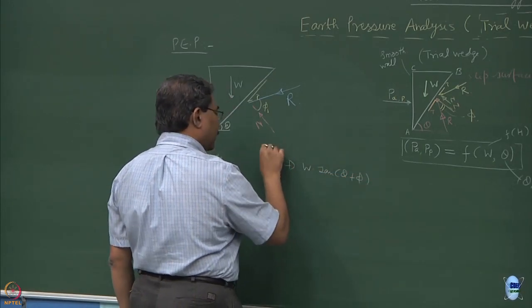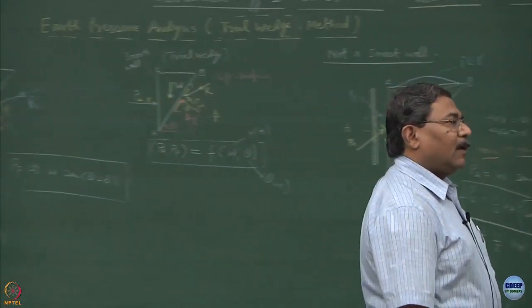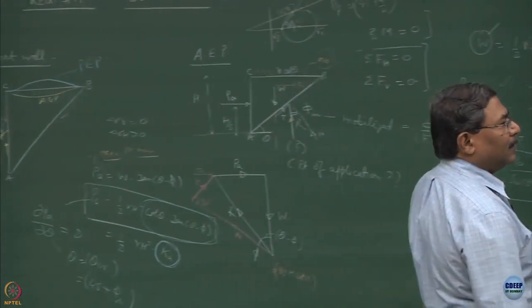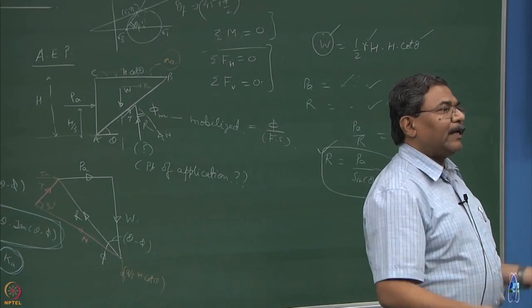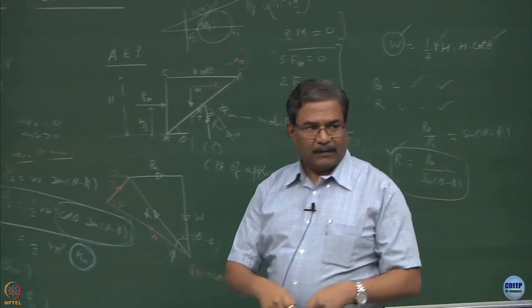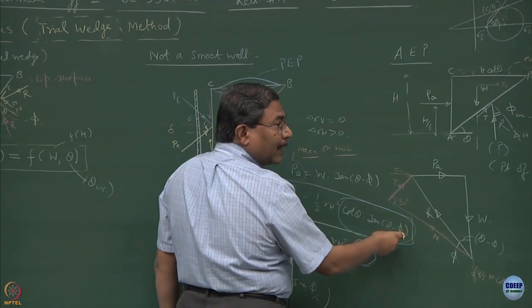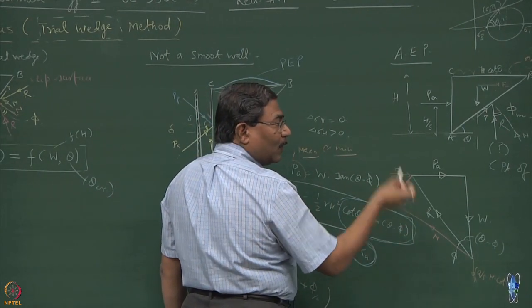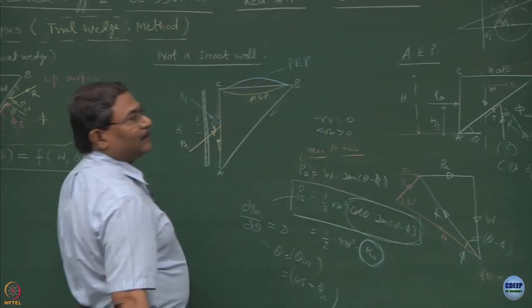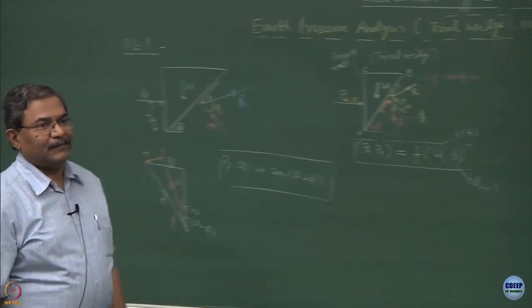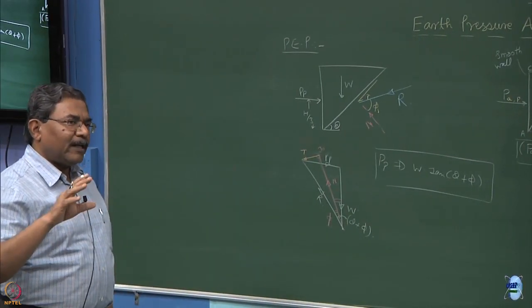So, today onwards, you should always remember that in the passive earth pressure condition, the inclination of the slip surface and the friction angle get added up, fine. And in the active earth pressure case, they are subtracted. Now, what it says is that theta, truly speaking, has to be more than the friction angle. Normally for sand, the friction angle could be 30 to 35 degree.